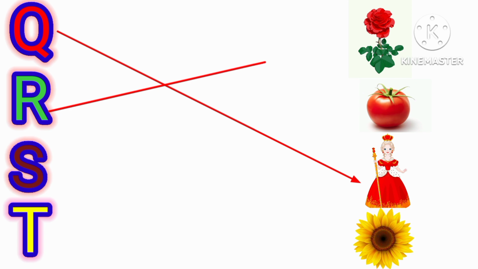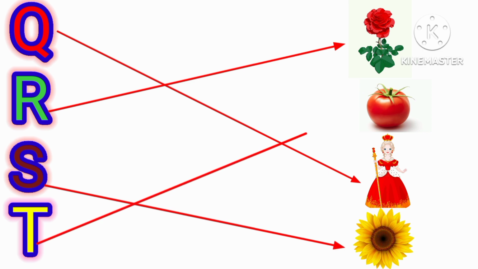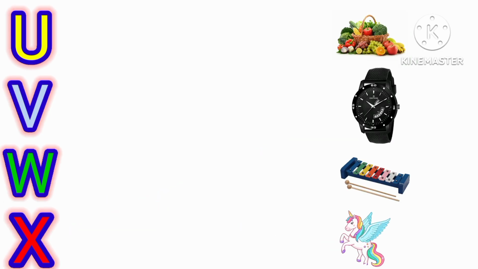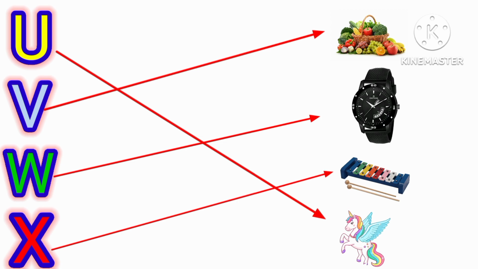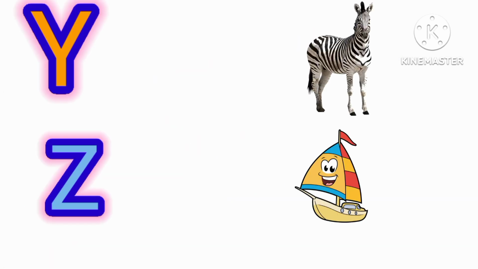R for rose. S for sunflower. T for tomato. U for unicorn. V for vegetable. W for watch. X for xylophone. Y for yak. Z for zebra.